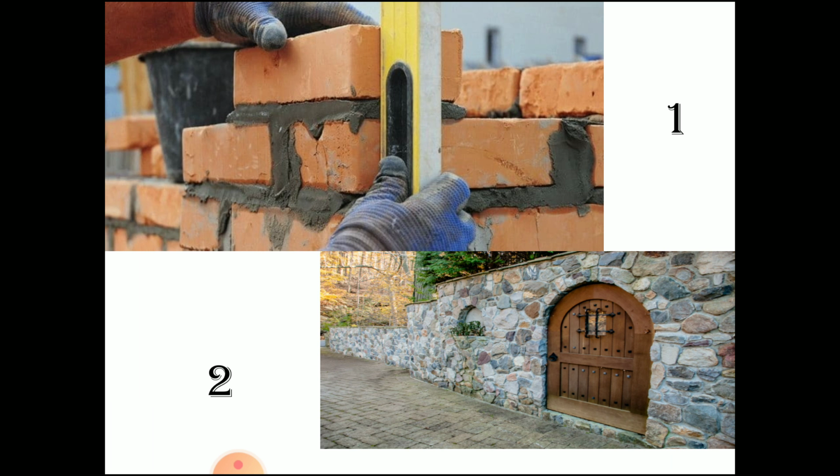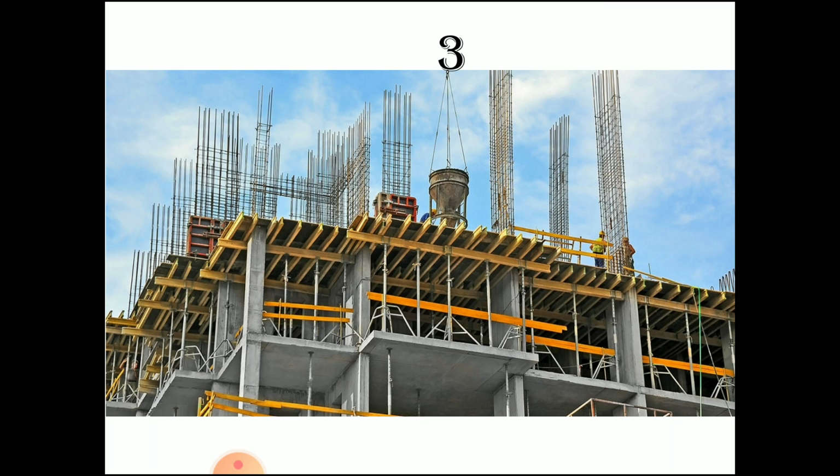So if you look toward slide number 1, it consists of two pictures, picture number 1 and picture number 2. In the first picture you see a red brick, cement and scale, that is nothing but the brick masonry. If you observe picture number 2, it is a beautiful wall which is constructed by stone, that is stone masonry.